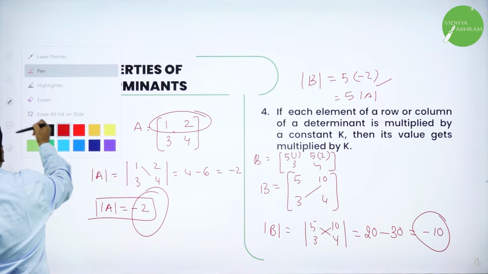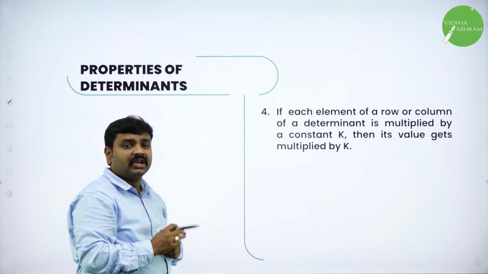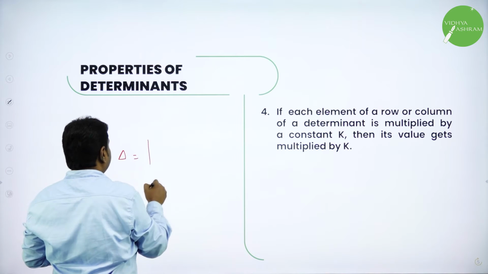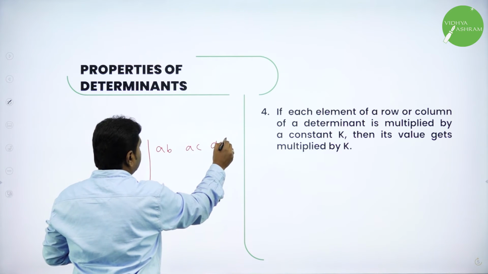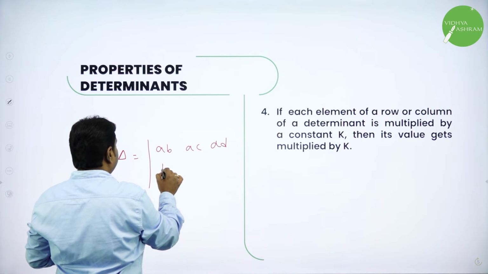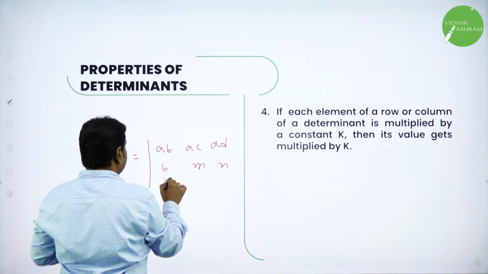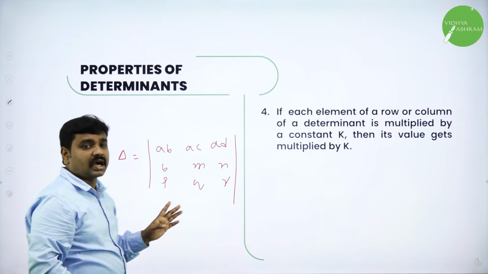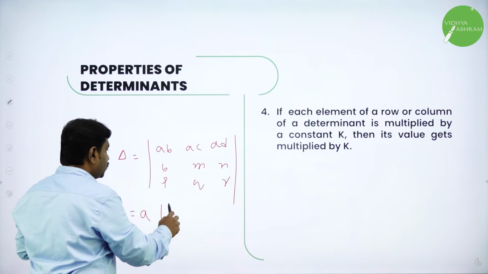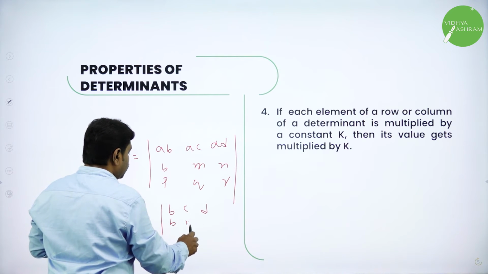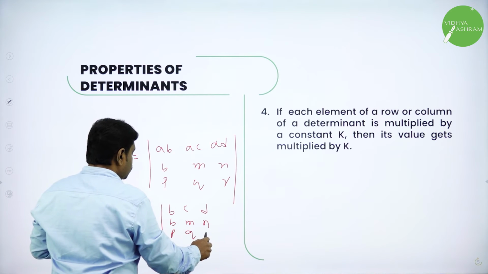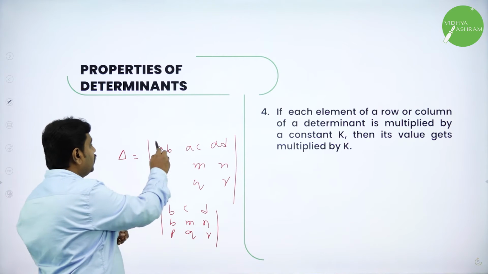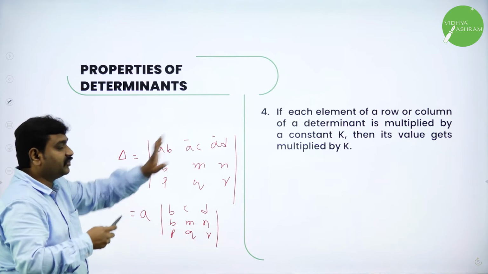How we use this in problems, as I told you in properties, is that if anything is common, we can take it out. For example, I have delta equal to the determinant with rows a b, a c, a d; b, m, n; p, q, r, something like this. When you observe, the first row has a common. You can take a common, leaving the rows b, c, d; b, m, n; p, q, r. This means that if I multiply, it multiplies the whole row, or in any row if any element is common, take it out. That is the meaning of this indirectly.